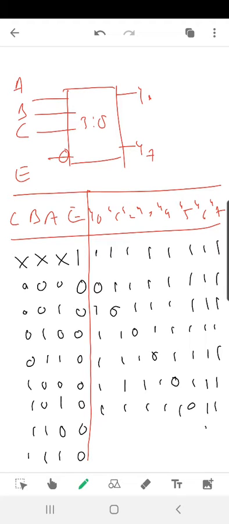110 represents 6, so y6 will be 0 and all others will be 1. Finally, 111 represents 7, so y7 will be 0 and all others will be 1. This is how we designed the function table for our active low 3:8 decoder. Now we will design the expressions for it.